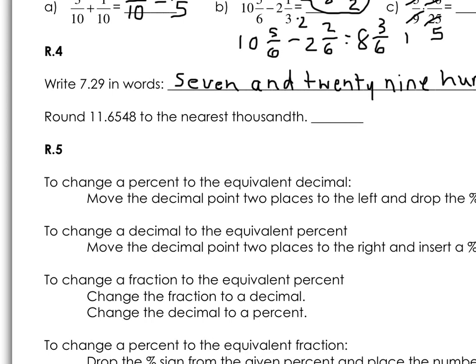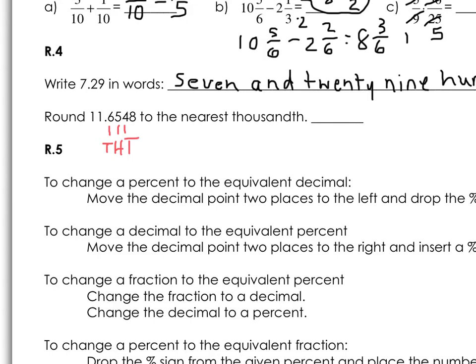Round 11.6548 to the nearest thousandth. So we have 6 is in the tenths place. 5 is in the hundredths place. And 4 is in the thousandths place. 8 is in the 10,000ths place.